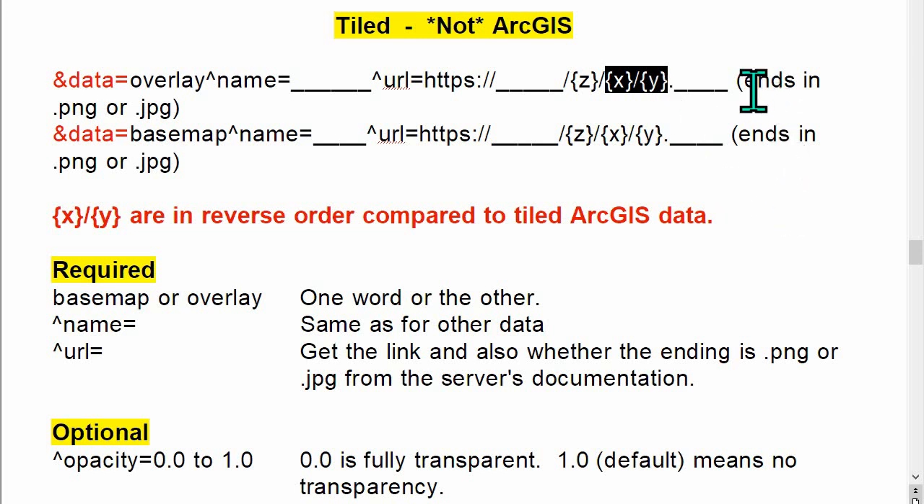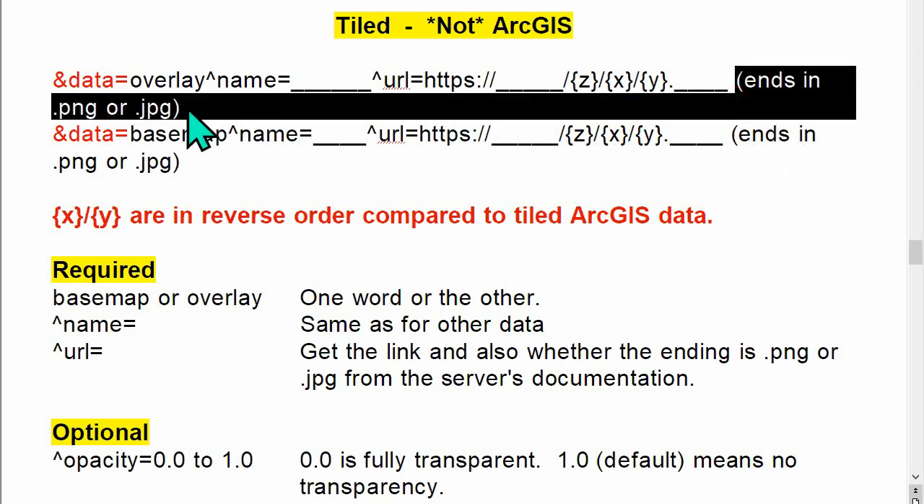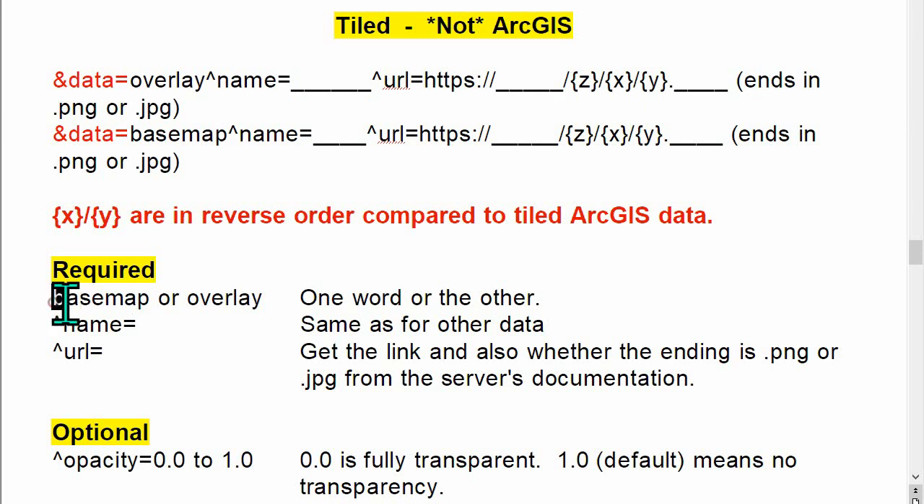Second, the link will end in either PNG or JPEG. You will need to look at the server's documentation in order to learn which of those endings is correct. As before, each specification is either going to be a base map or an overlay, and you need to make up a name and the address for the data you will get from the server's documentation.